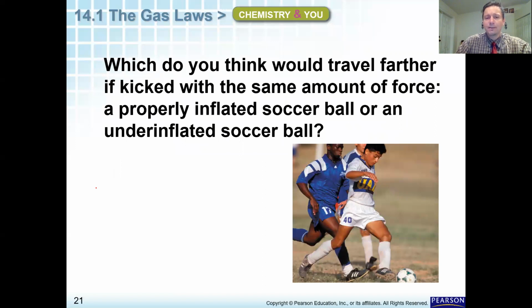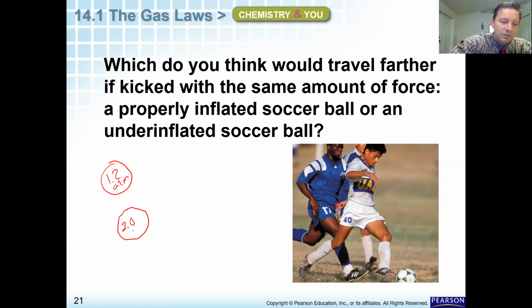So let's think about that ball for a second. We have this soccer ball here, and say we have 1.2 atmospheres. The material that ball's made out of, any material, has a maximum pressure that it can withstand. So somebody comes up and kicks that ball real hard. At 1.2 atmospheres, it would be able to absorb that kick and the ball will go. But let's say that you overinflated this ball and you put 2.0 atm.